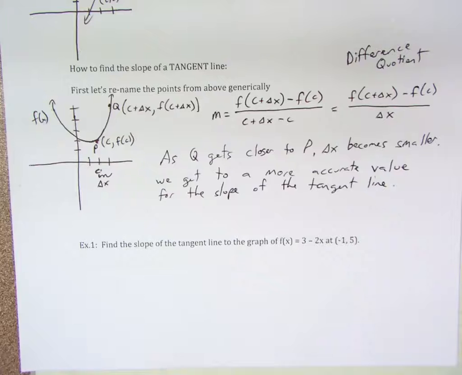It's going to be the limit as delta x approaches 0 of f of c plus delta x minus f of c over delta x. This is our difference quotient. This is going to find us the slope of the tangent line at a specific point. So for this problem, our x value, our c value is 1. So wherever we see the c's, we're going to put 1 instead.